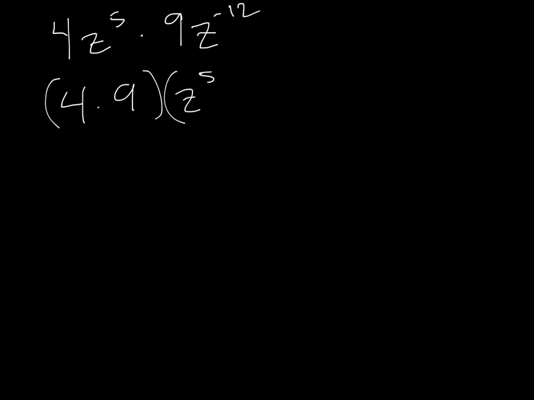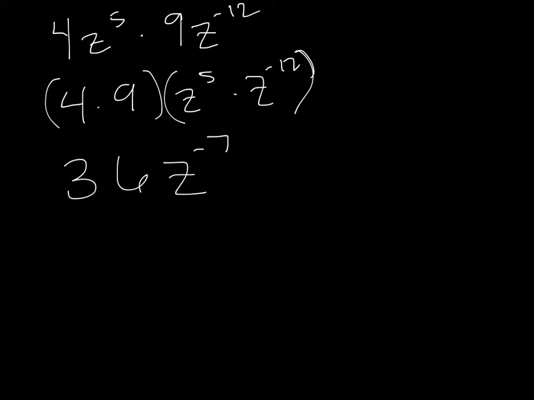So now let's look at a little bit more complicated. Let's have an algebraic expression, not just a numerical expression. So if we have 4z to the 5th times 9z to the negative 12th, well, you just multiply the coefficients, so we get 4 times 9, and then z to the 5th times z to the negative 12th, all of that. So 4 times 9 is 36, and z to the 5th times z to the negative 12th, so 5 plus negative 12 becomes z to the negative 7th, right?